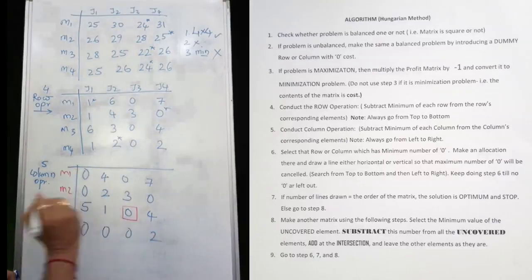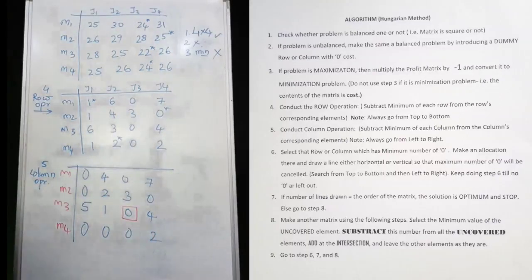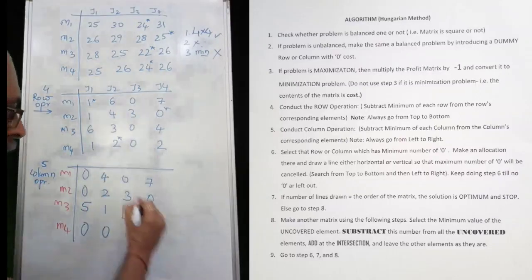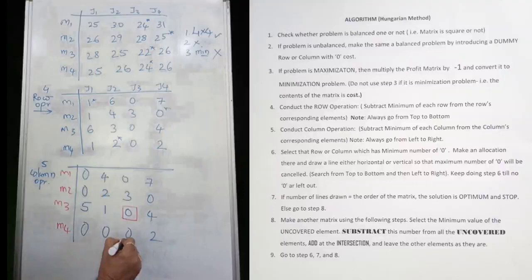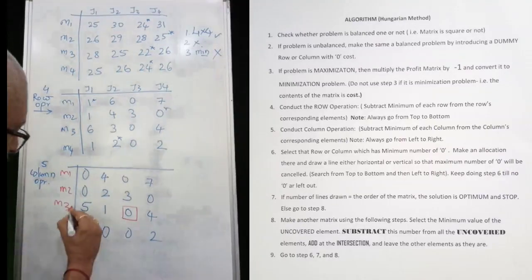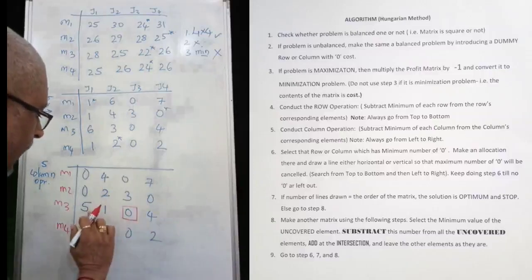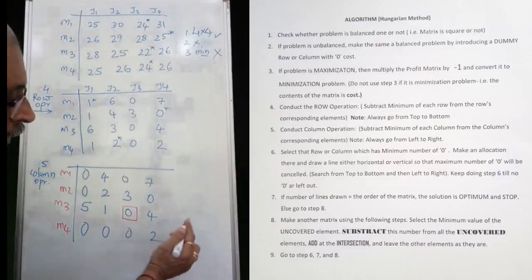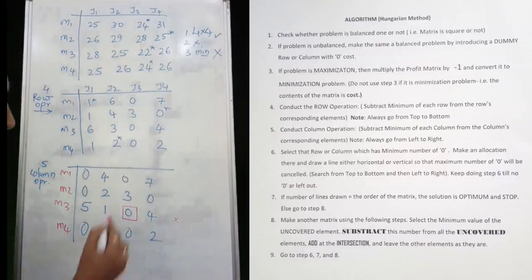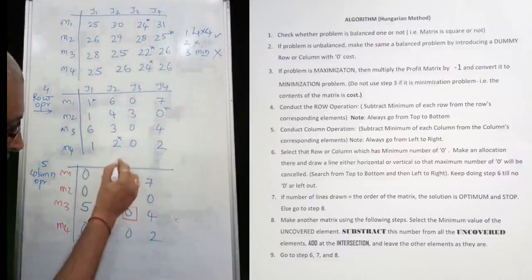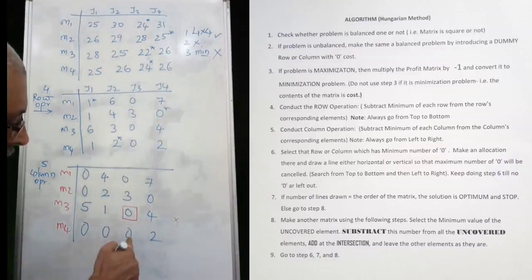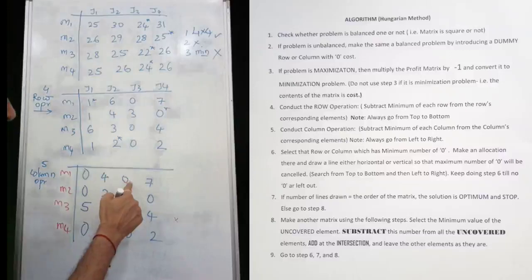It says you allocate there. Okay, I allocate there. Now draw a line either horizontally or vertically to cancel the maximum number of zeros. Now tell me friends, if I draw horizontally, am I cancelling any zeros? No, I'm not cancelling any zeros. But if I draw a line vertically, am I cancelling any zeros? Yes, I'm cancelling this and this zero.